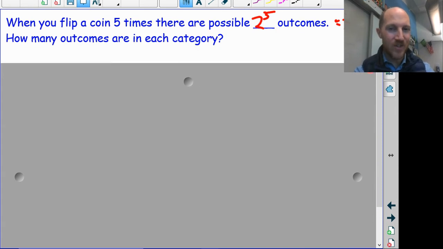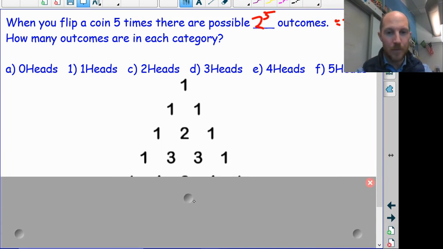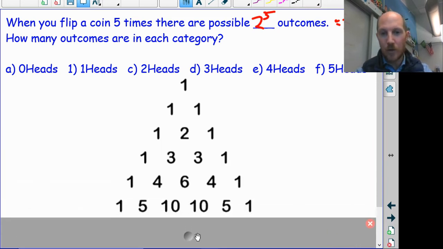How many outcomes are in each category? So if you're flipping 5 coins, what are the categories? You could get no heads, 1 head, 2 heads, 3 heads, 4 heads, 5 heads. Those are the categories. I have them labeled there. Okay, so we're going to go with Pascal's triangle. We'd want to find the 5th row. Remember, Pascal's triangle always starts at row 0, just like the assignment numbers in the statistics unit. We started at day 0, and today will be day 1.